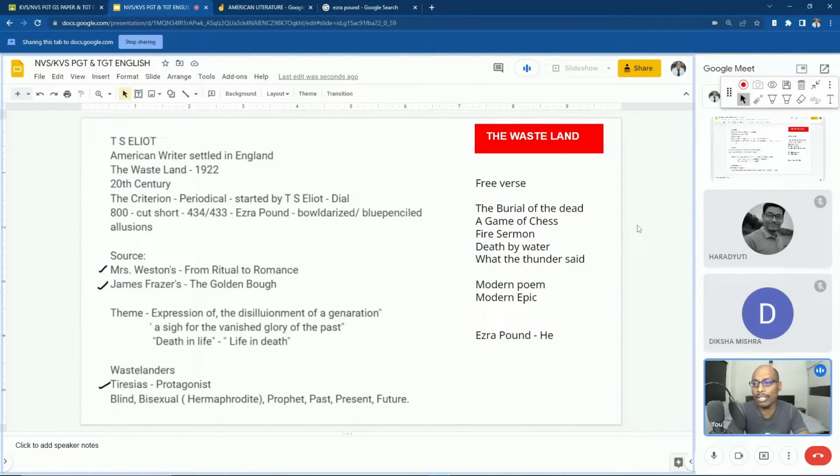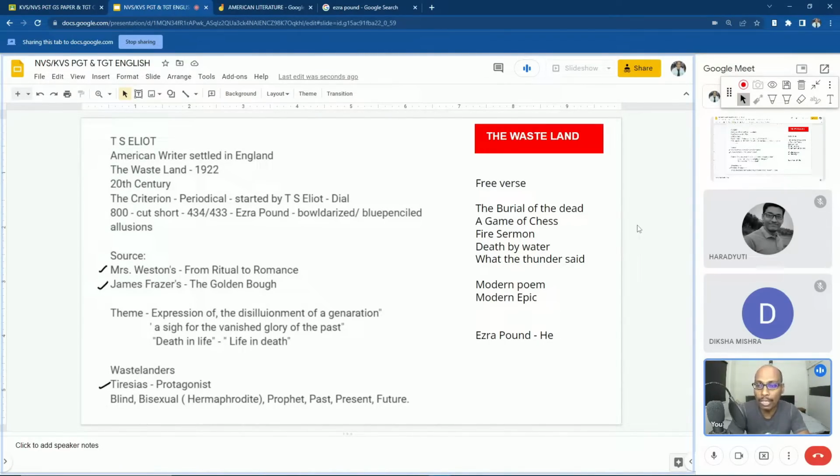There are so many allusions being used in this poem. And the source of this poem is Mrs. Weston's From Ritual to Romance, one book, and James Frazer's The Golden Bough. And the theme of this poem is expression of the disillusionment of generation. The 20th century generation was disillusioned by the faith of God and all those things. So that was being expressed by the poet in this poem, The Wasteland.